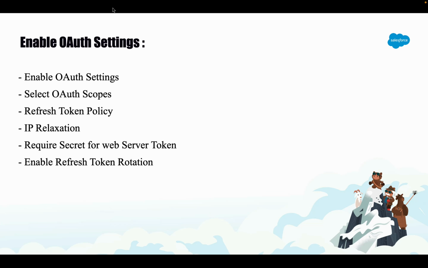There are a couple of options in the refresh token policy, like we can choose that the refresh token should never expire until we revoke it, or the refresh token should expire if it is not used for, let's say, 180 days, or the refresh token should expire after 100 days.